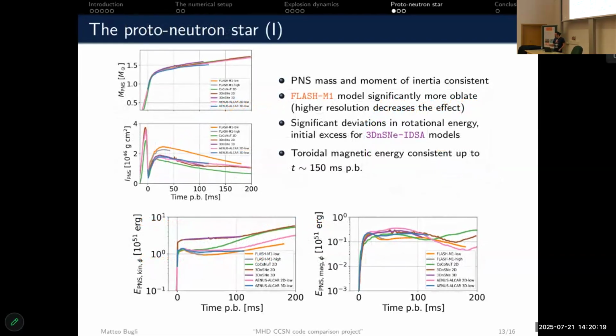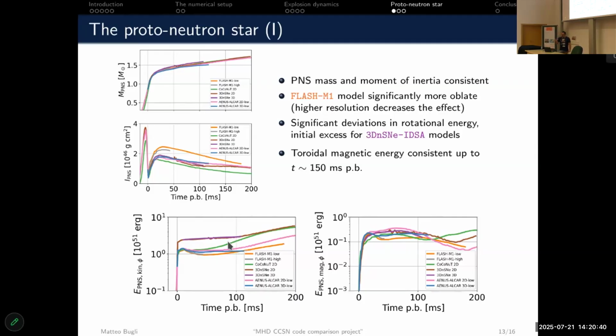As for the proto-neutron star, things are looking relatively good in terms of the mass. The moment of inertia is a bit different for FLASH, but with increasing resolution, it seems that this bump is alleviated. In terms of the toroidal distribution of energy, rotational energy and magnetic energy, there are quite some differences.